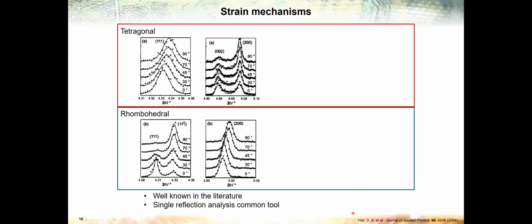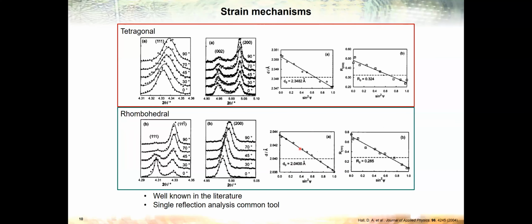And also, there's a nice example from David Hall, where he showed that when you have a tetragonal composition, like I showed you before, we have a tetragonal splitting and a shift of the 111 reflection. And in a rhombohedral symmetry, you have a rhombohedral splitting in the 111 reflection, and the 200 reflection is shifted. And from the fitting, you can get some nice information, like here the sine square psi dependency, which is known from texture.